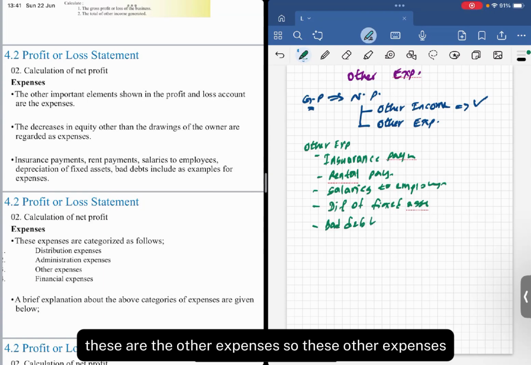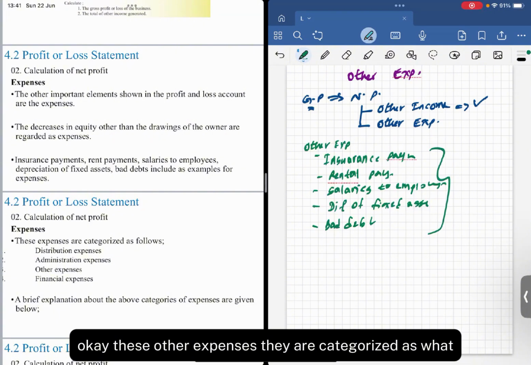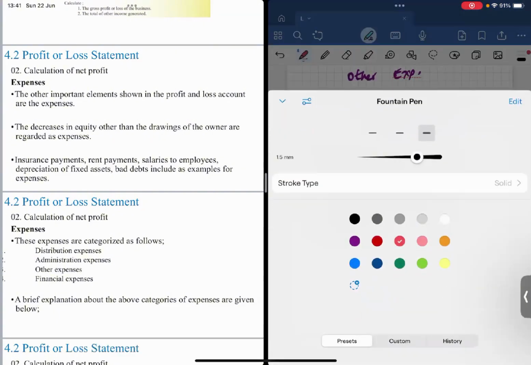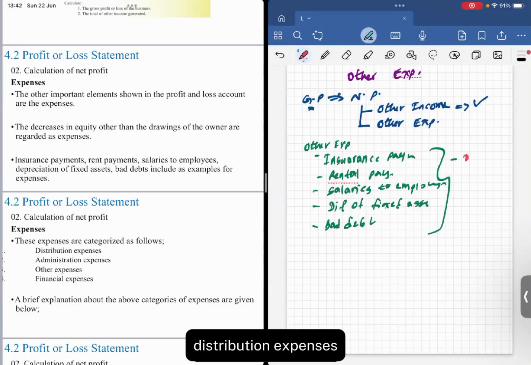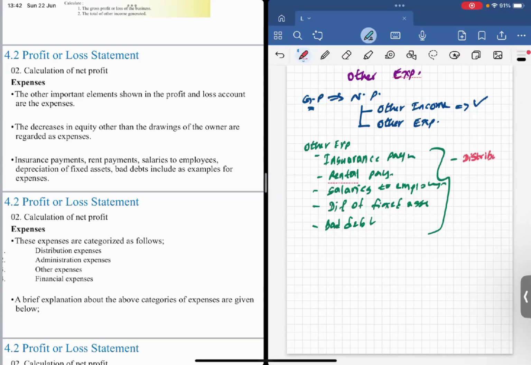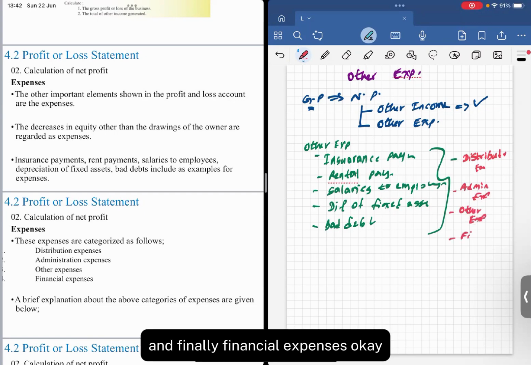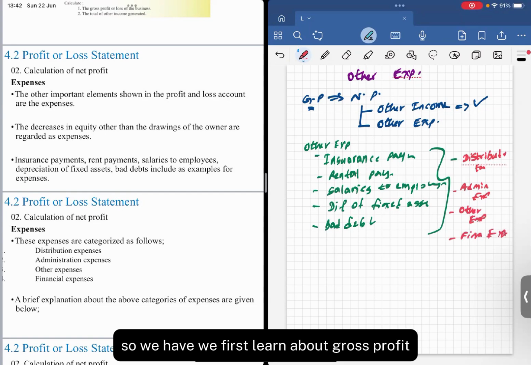So these other expenses, they are categorized into 4 categories: distribution expenses, then admin expenses, then other expenses, and finally financial expenses.